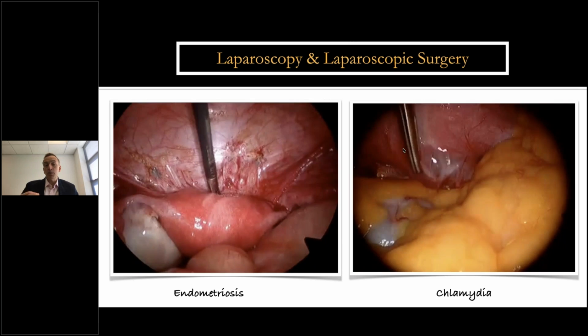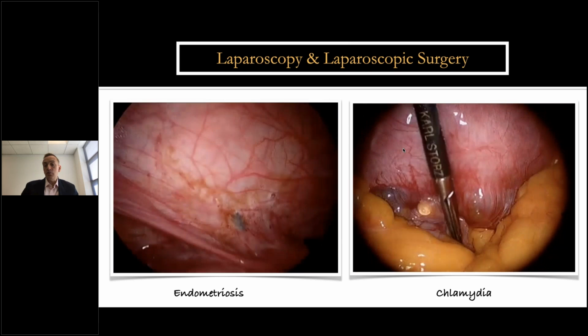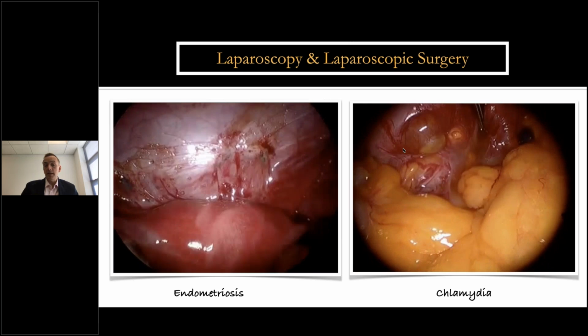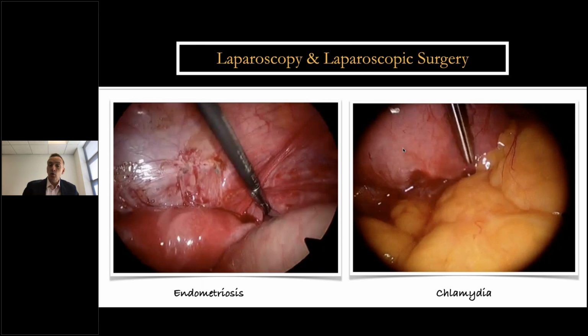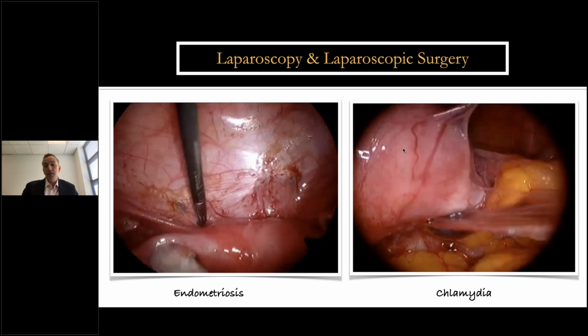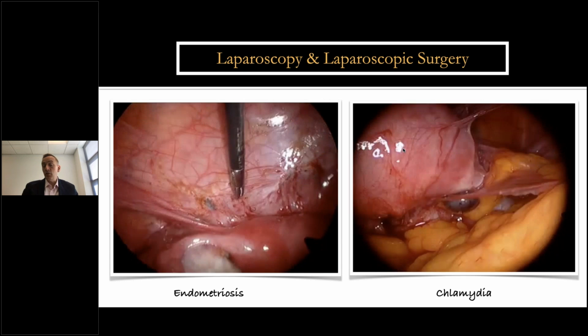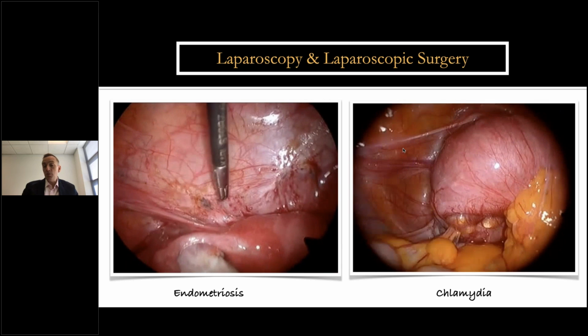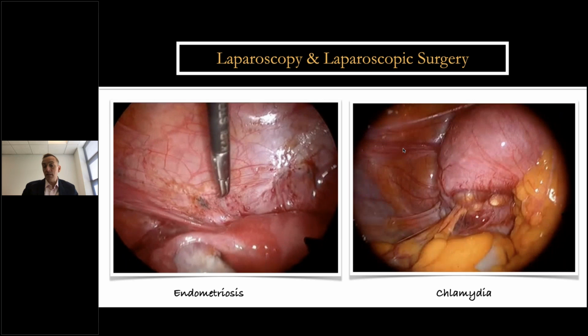Same applies to picking up small deposits of endometriosis in the uterovesical fold or in the pouch of Douglas. Just by recognizing it doesn't look normal, you'll then be able to see those deposits more clearly. So laparoscopy obviously has a role, not only for surgery, but for diagnosis, but don't underestimate the information you can get from ultrasound as well.